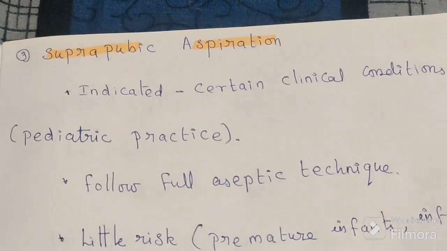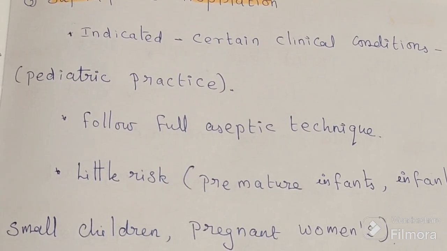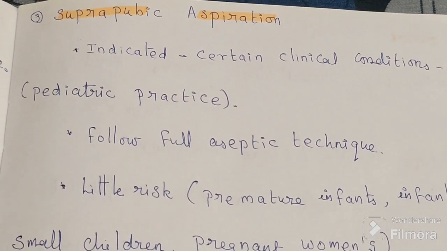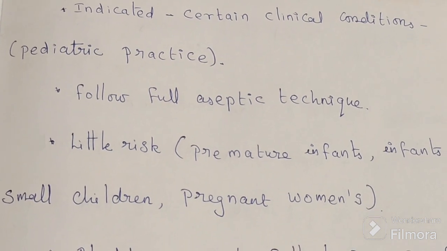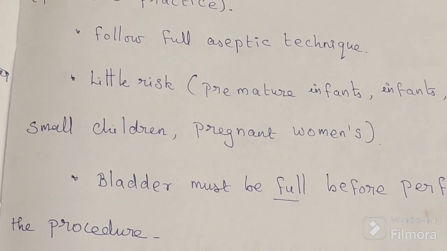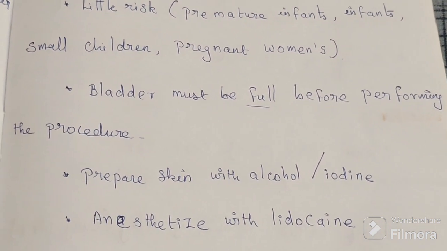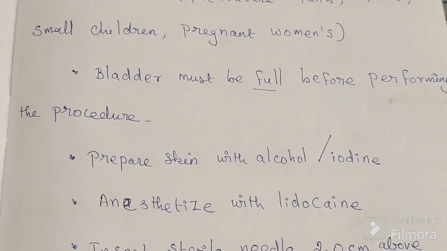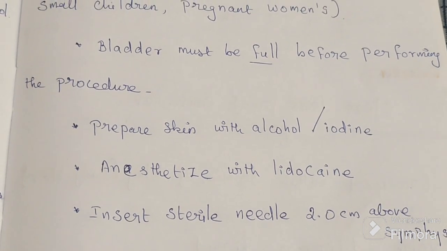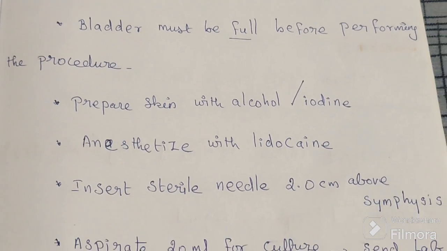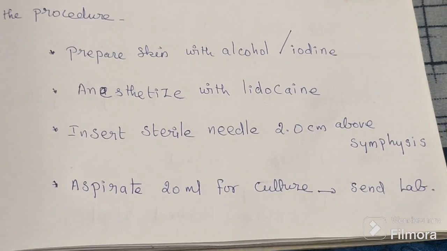So the suprapubic aspiration method: in some underlying conditions we collect the sample this way. Here we follow aseptic technique. It is a little bit risky because of infants, premature infants. When the bladder is full, only then we collect the sample. Before that we should give some lidocaine, then insert the needle 2 centimeters, then collect and send to the laboratory.